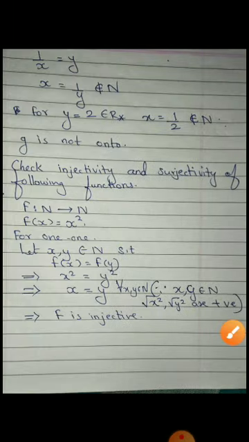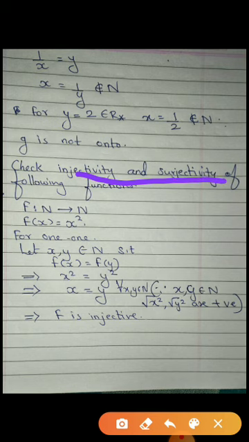Similarly, we had proved for the second question, that is, check the injectivity and surjectivity for the function f of x as x square. For injectivity, I have considered f of x as f of y. According to the definition, I have written it, and I'll get x is equal to y. Now since x and y are natural numbers, the square root of x will always be positive. So in this case, it will be an injective function.